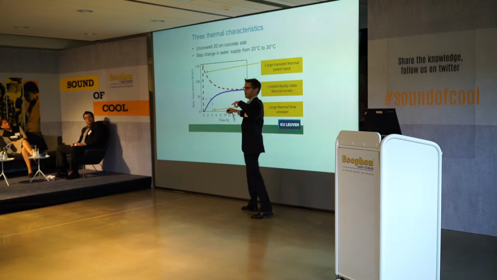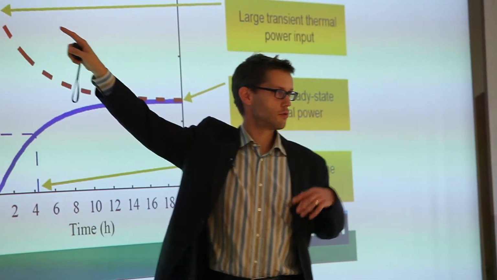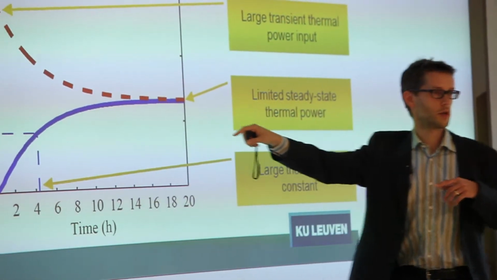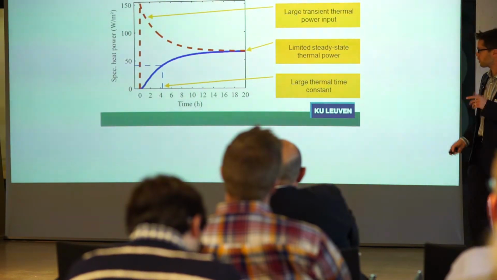So that means if you have an installation which can only deliver 60 watts, it will never be able to produce the 30 degrees that you actually require here in this case. So that's also important to keep in mind when controlling the building.